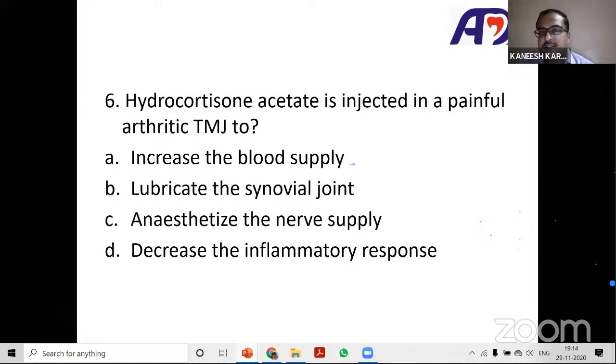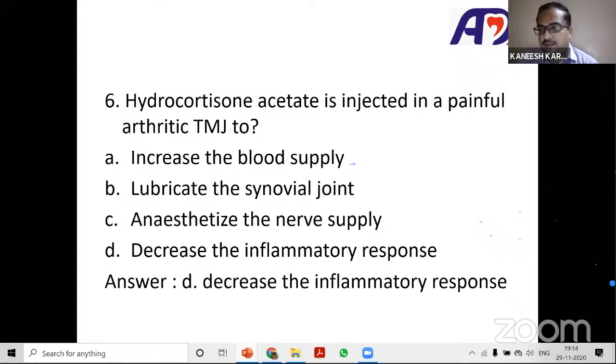Hydrocortisone acetate is injected in a painful arthritic TMJ to... Hydrocortisone is a steroid. It is D. Decrease the inflammatory response. Okay. Hydrocortisone is injected into the painful arthritic TMJ to decrease the inflammatory response. Arthritis is the inflammation of the TM joint. So you have to inject steroid to reduce the inflammation.